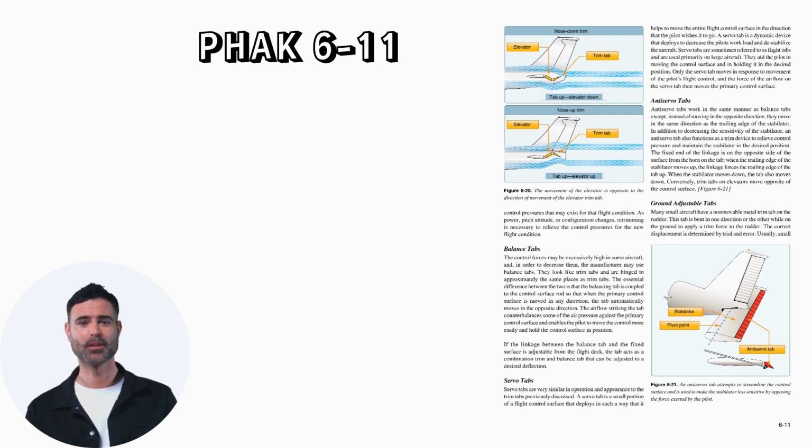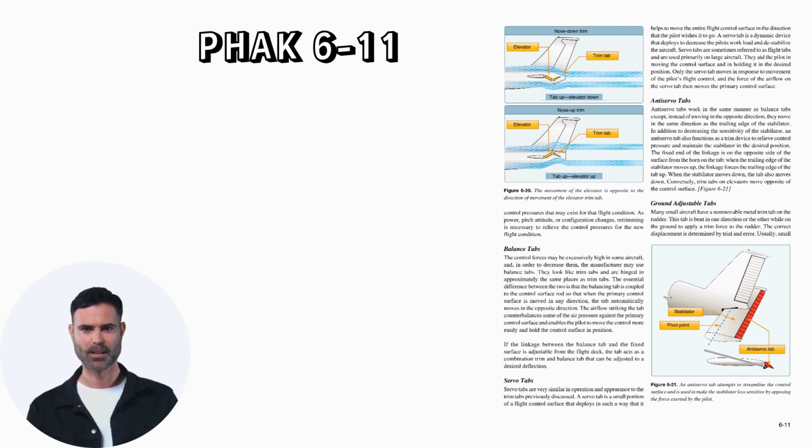Servo tabs are sometimes referred to as flight tabs and are used primarily on large aircraft. They aid the pilot in moving the control surface and in holding it in the desired position. Only the servo tab moves in response to movement of the pilot's flight control, and the force of the airflow on the servo tab then moves the primary control surface.